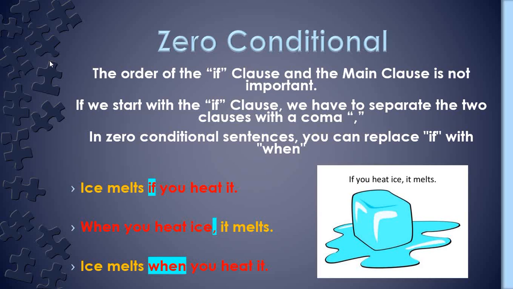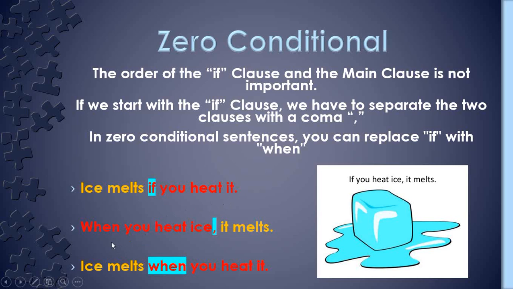Okay, let's look at the examples. Look at this. Here we have first the main clause that is in orange. Ice melts. This is the result. And what is the condition? The following clause. Ice melts if you heat it. Okay? This is the condition. If you heat what? The ice. What happens? The result. Ice melts. Okay? So look, here we have the main clause first, and then we have the if clause.